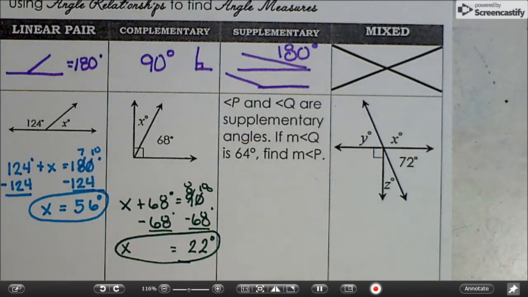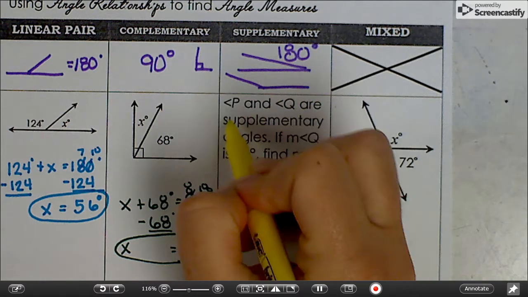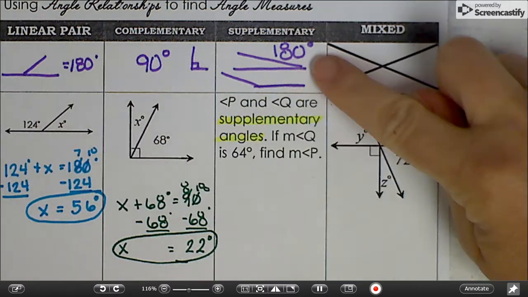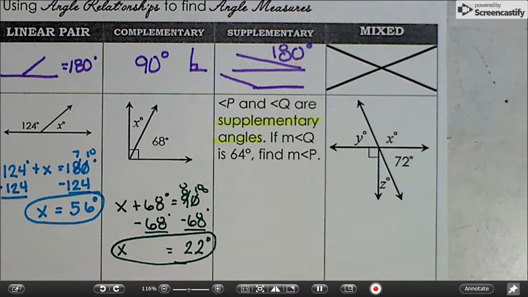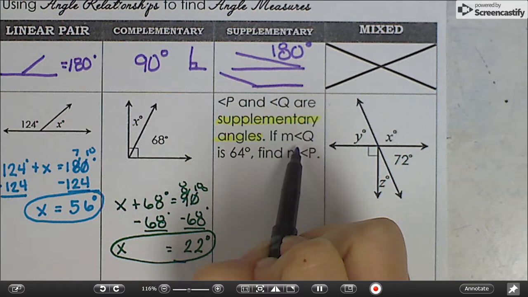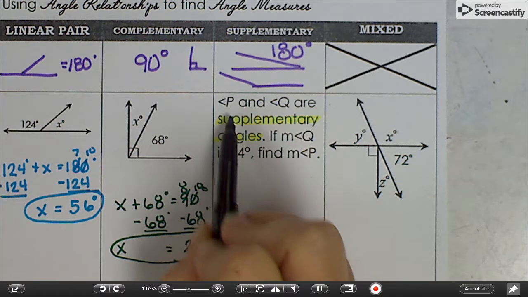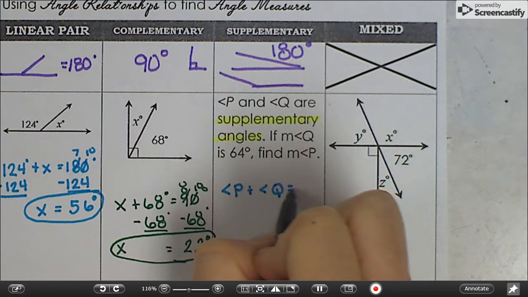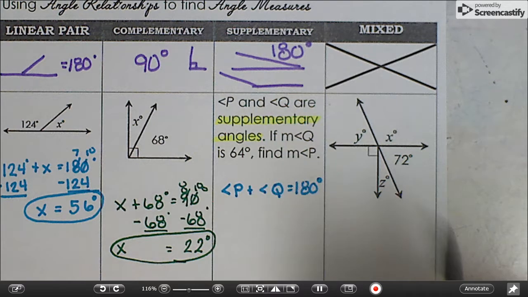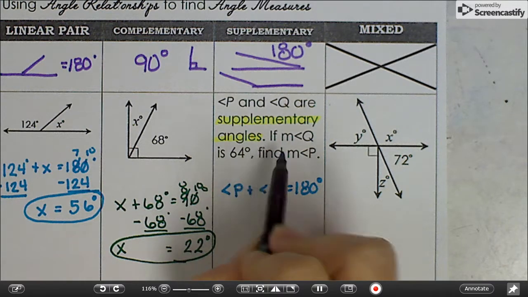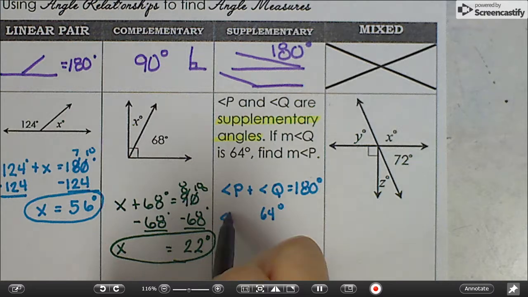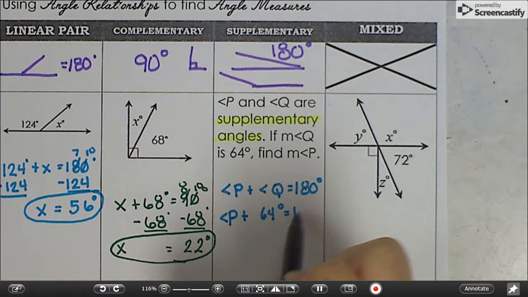This one is another one where you would probably want to highlight: angle P and angle Q are supplementary angles. Supplementary means 180 degrees. If the measure of angle Q and the measure of angle P are supplementary, that means that angle P plus angle Q has to equal 180 degrees. Then we can just fill in what we know. So we already know angle Q is 64 degrees. So angle P plus 64 equals 180.